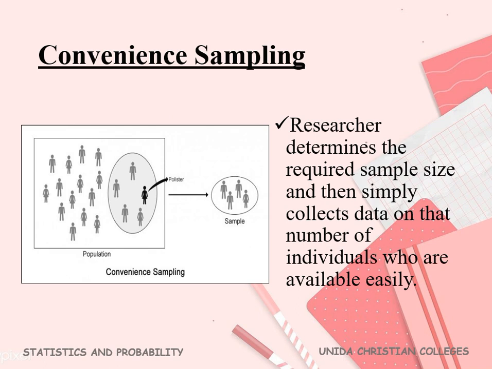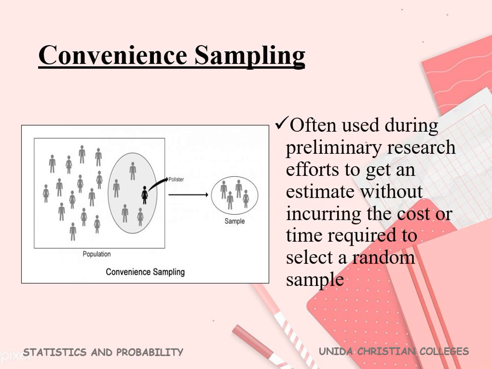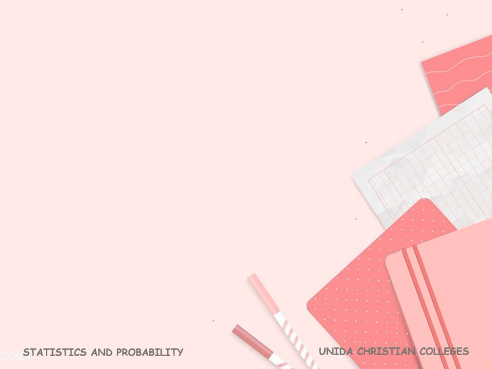Kung sino yung available. Okay? Next, it is often used during preliminary research efforts to get an estimate without incurring the cost or time required to select a random sample.